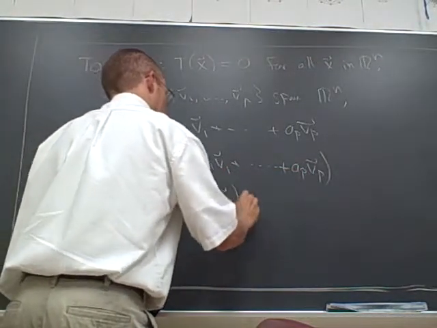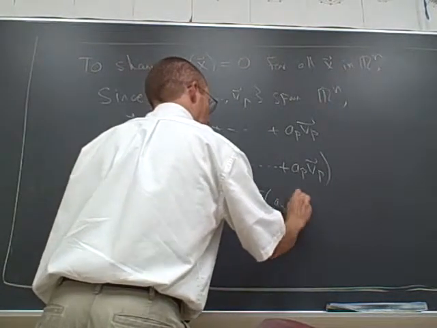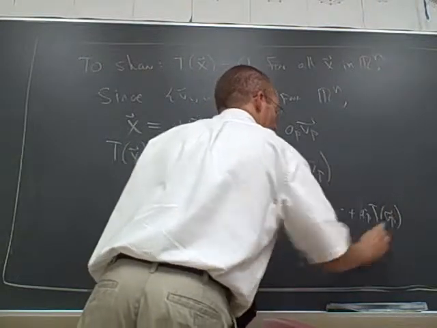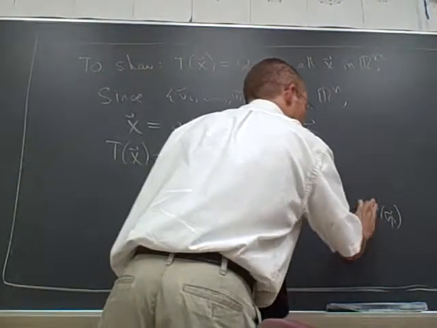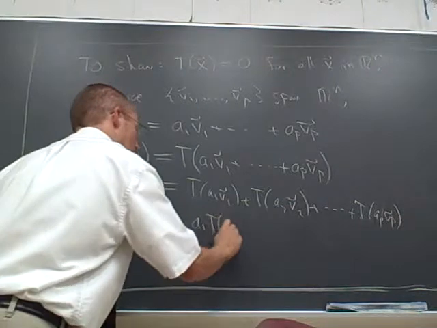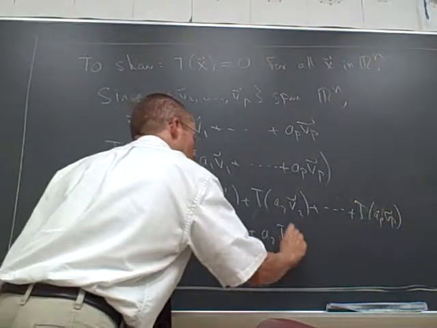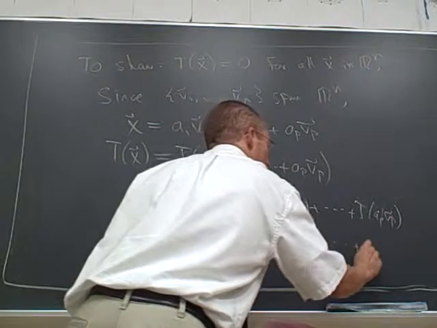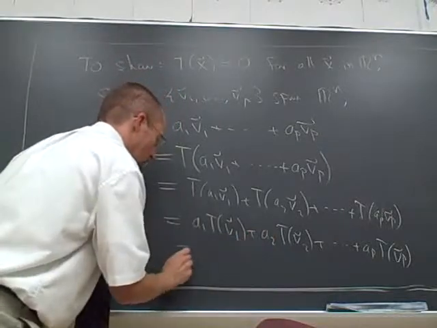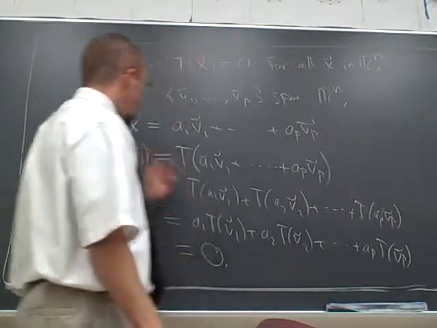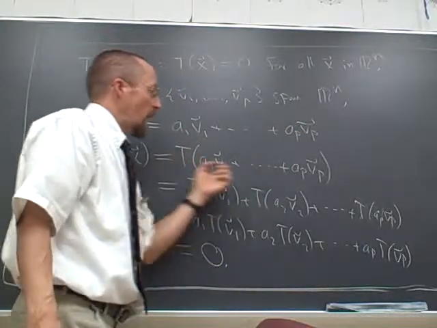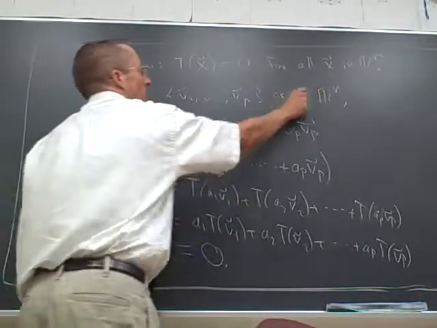Use the sum rule. Oops, let me just use one rule at a time. That's using just the sum rule. Then using the scalar rule. And I know that those are 0. And so the whole thing dies. And so I've shown that any vector goes to 0, because the building blocks go to 0, and everything's made out of the building blocks because of the spanning.